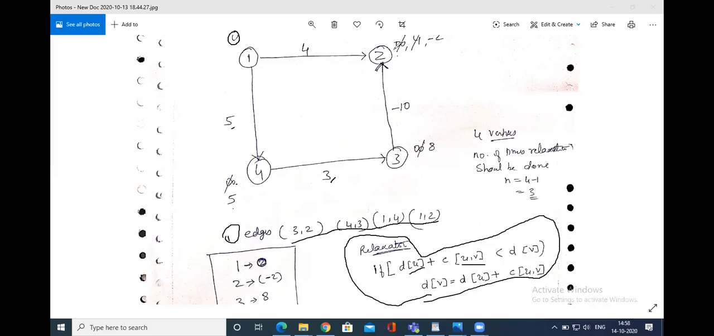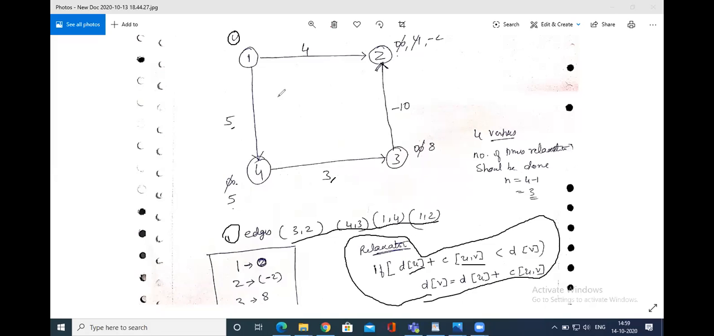What is the cost at 2? It is infinity. Infinity minus 10 is again infinity, so no change. Again from 4 to 3, focus here, 4 to 3. Again the cost is infinity here, plus the cost between u and v, which is 3. Infinity plus 3 is infinity. Again it is infinity only.